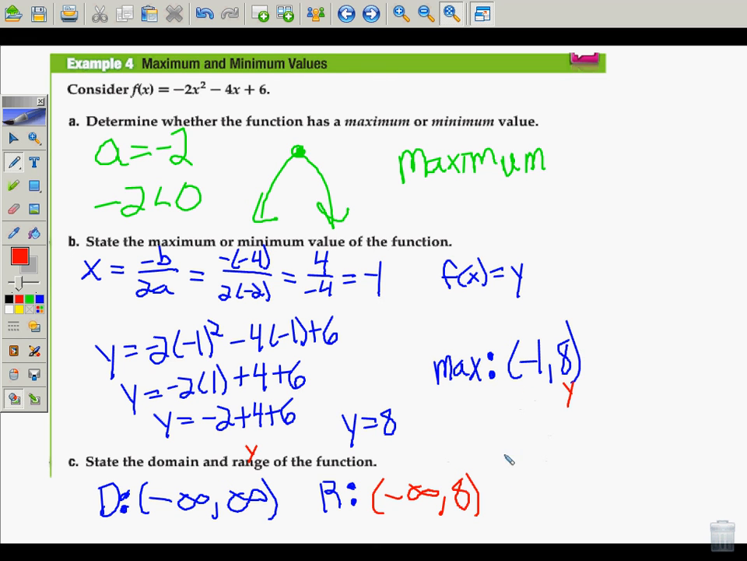So when you have a max, your range is always going to be your highest number. And hopefully you can tell if you'd have a minimum, your minimum would be your lowest number, and you'd go up to infinity. Okay? Not too tricky, just figuring out when you have a maximum, which is when A is negative, and then finding the vertex, which would be your max or your min, depending on your function, and then domain and range. Domain is always -infinity to infinity for a quadratic function. Range goes from your lowest point to your highest point, and that will depend on whether you have a max or a min.